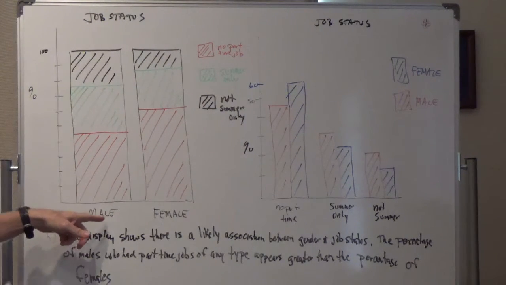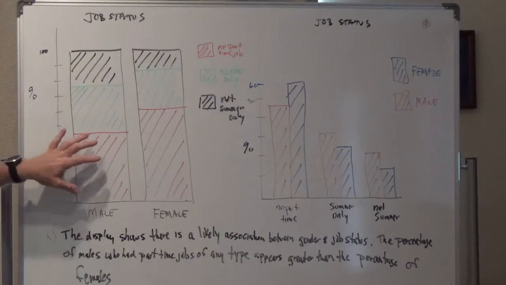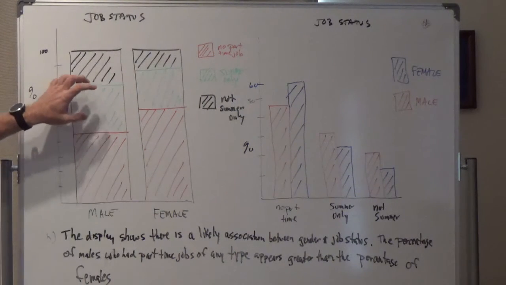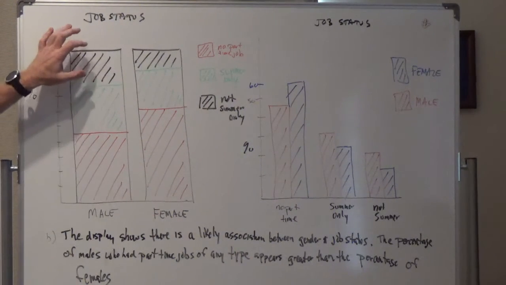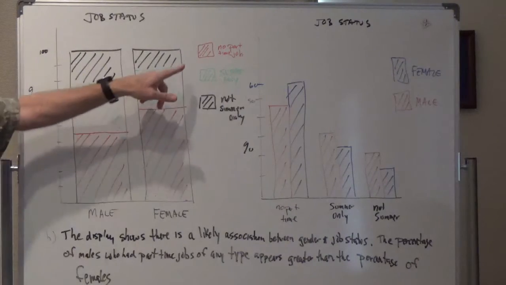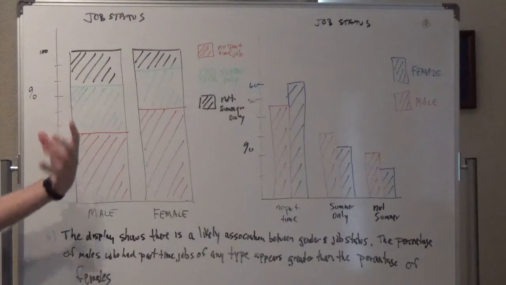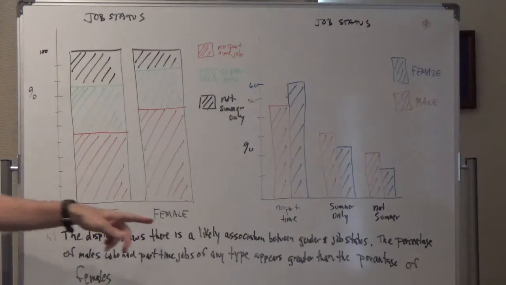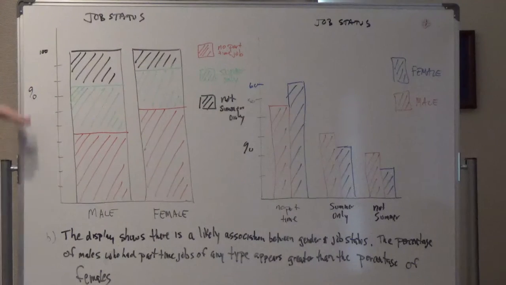Notice the first time I separated males from females, and then I had no part-time job, summer only, and not summer only for both males and females. Notice, nice little grid, everything's telling me what's what, color-coded, title, all that kind of stuff. Also really important, you have percents here, so you both have 100%, so the bars are equal.